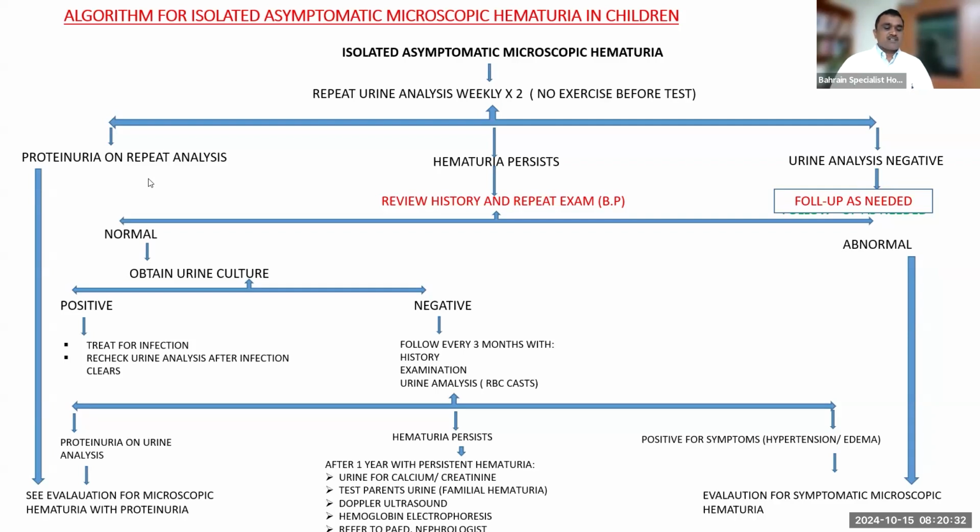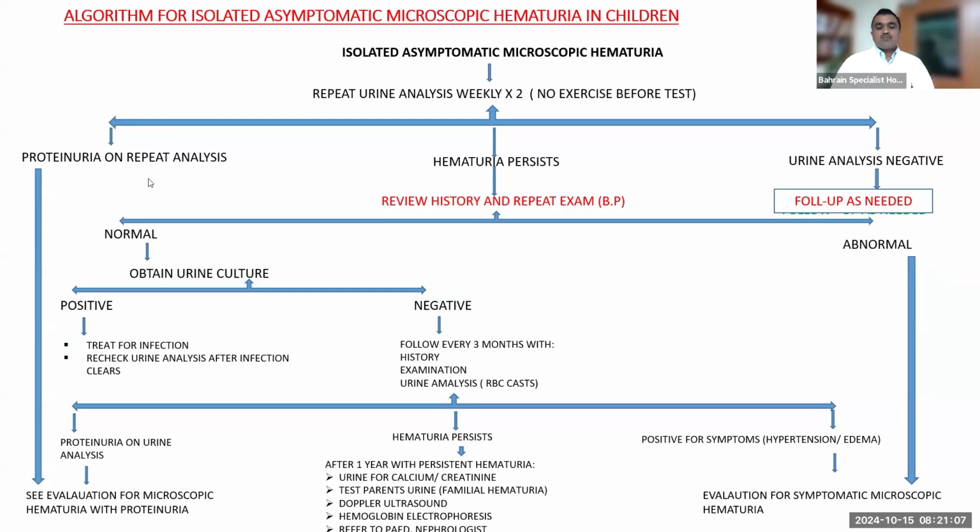And if the hematuria is persisting without any symptoms, like your examination is normal, your blood pressure is normal, no signs of any rashes or anything, only hematuria is present consistently, then you have to evaluate the urine analysis every 1 year. Then you have to do the urine calcium by creatinine to see if any renal stones disease is there, or test the parents' urine for familial hematuria, Doppler ultrasound to rule out nutcracker syndrome, hemoglobin electrophoresis to rule out sickle cell disease, and refer to a pediatric nephrologist.